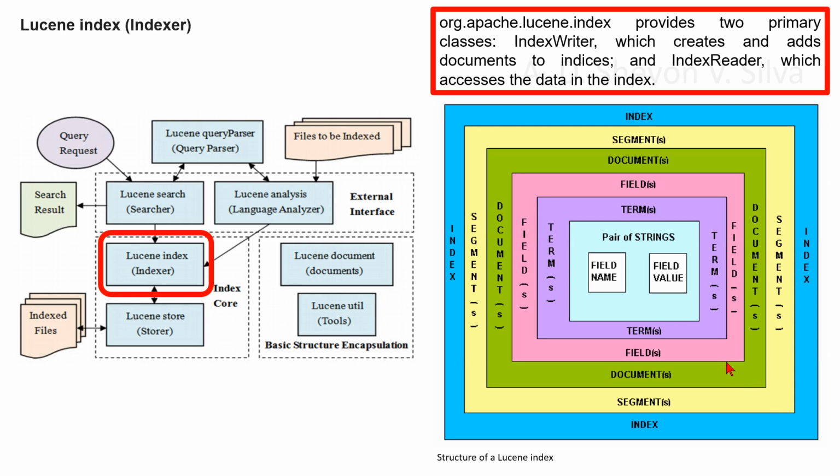In a Lucene index, every index consists of one or more segments. Each segment contains one or more documents. Each document has one or more fields, and each field contains one or more terms. Each term is a pair of strings representing a field name and a value. A segment consists of a series of files. Pictorially, the entire structure of a Lucene index can be represented as shown in this figure.